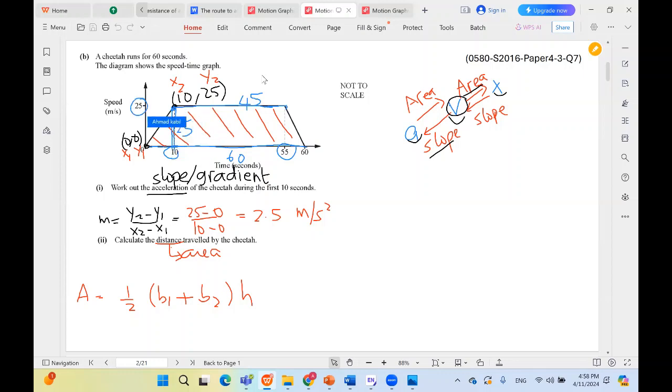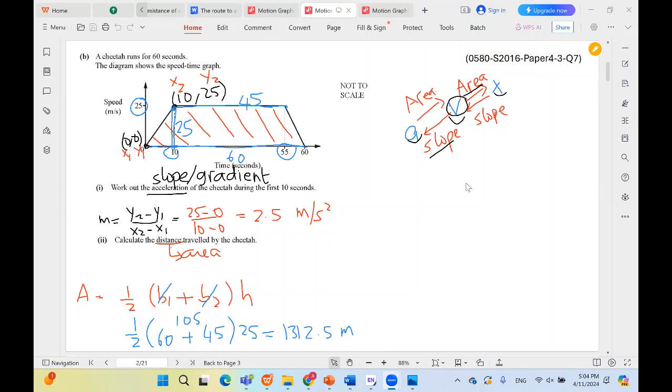So therefore, we can now plug the values into the equation. We get half, open brackets, and then we said B1 is 60 plus B2, which is 45. And this is multiplied by 25. And this is equal to 1,312.5. And the unit would be meters.